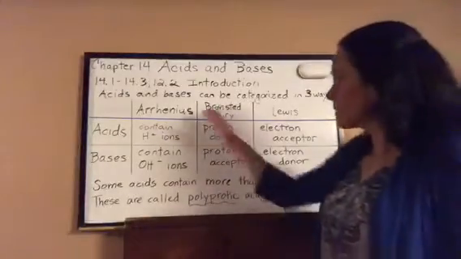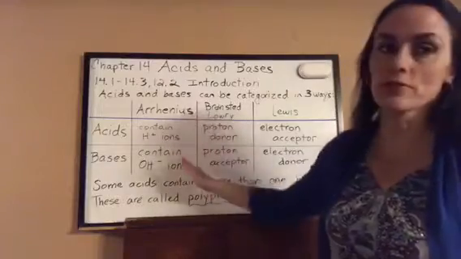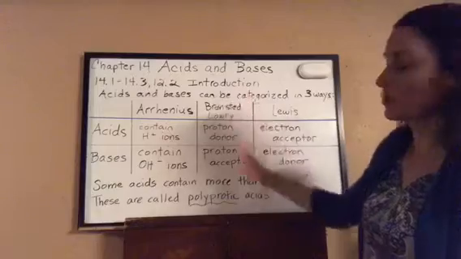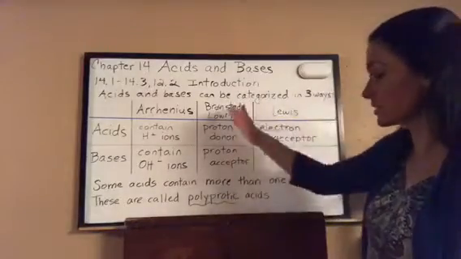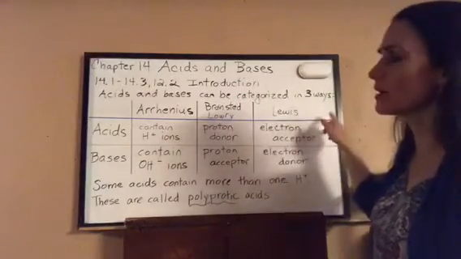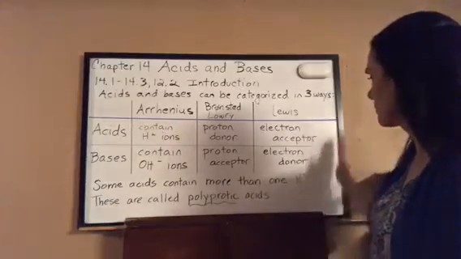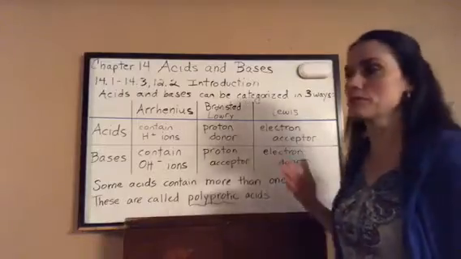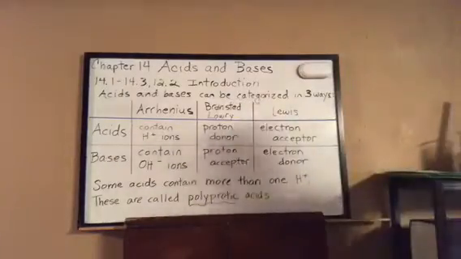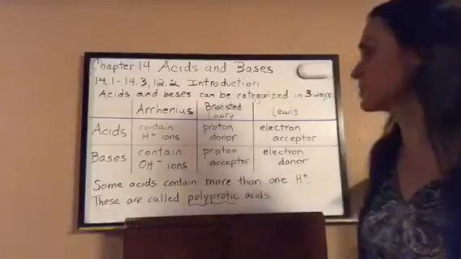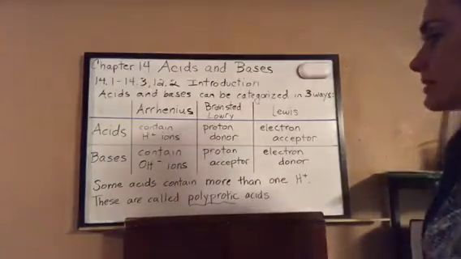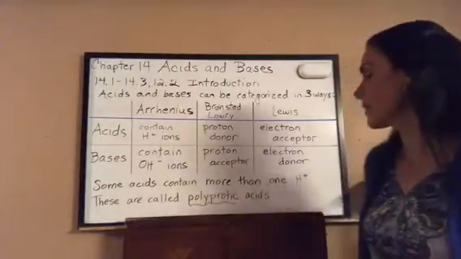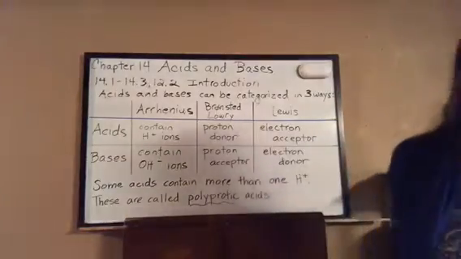So in this course, we primarily focus on the Arrhenius definition. In Chem 122, you focus more on the Brønsted-Lowry definition, and even in this course a little bit. And then in organic chem, you focus more on the Lewis definition for acids and bases. But we're going to see how these definitions cover the substances that we're going to look at. Some acids contain more than one hydrogen ion, and they are called polyprotic acids.